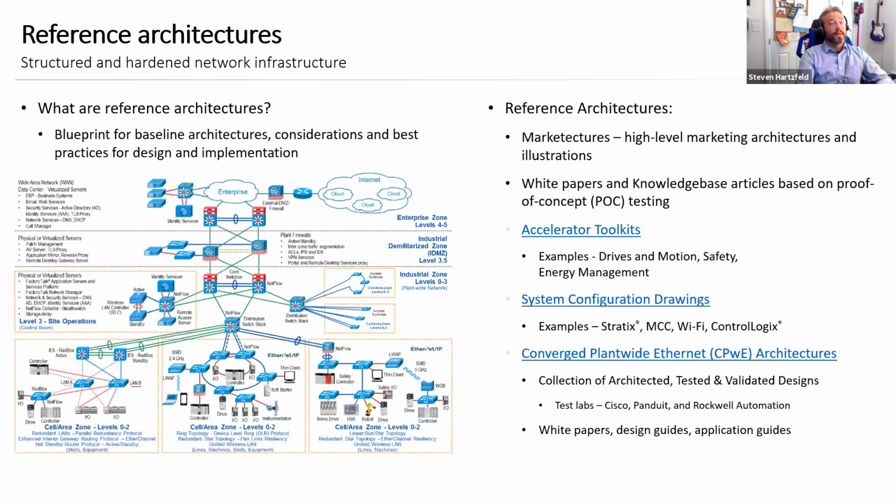for example. And of course, CPwE architectures, those architected, tested, and validated designs developed in the test labs of HESCO, Panduit, and Rockwell, made up of white papers, design guides, implementation guides, application guides, validated designs. There's simply too many things to consider during your network designs to go it alone, completely off the cuff without help. So I strongly recommend leveraging these assets and not reinventing the wheel.